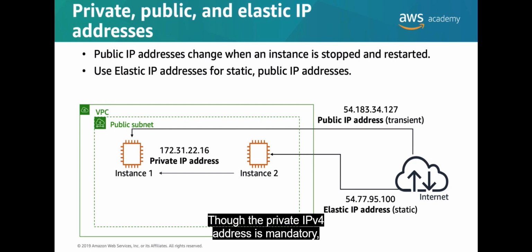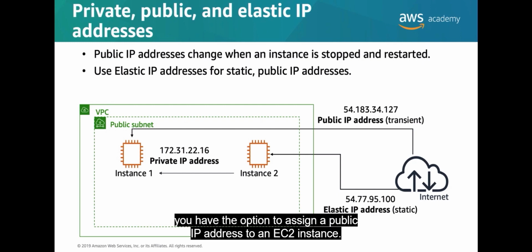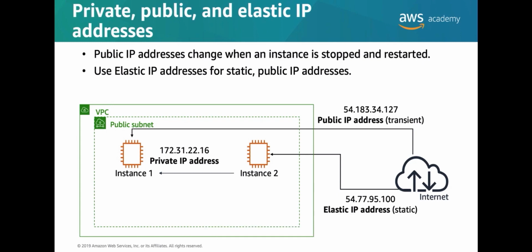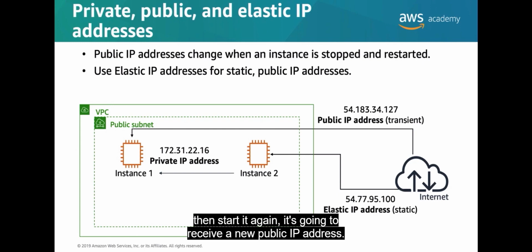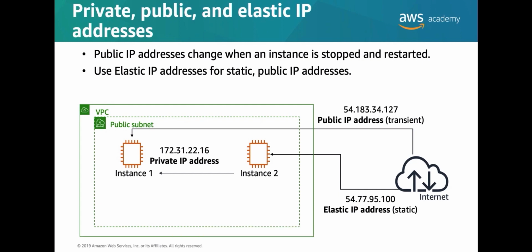Though the private IPv4 address is mandatory, you have the option to assign a public IP address to an EC2 instance. This will be generated dynamically from a pool of AWS public IP addresses, and it can be used by clients to connect to the instance from the internet. If you stop an instance and then start it again, it's going to receive a new public IP address. But if you reboot an instance, it will keep the same public IP address.